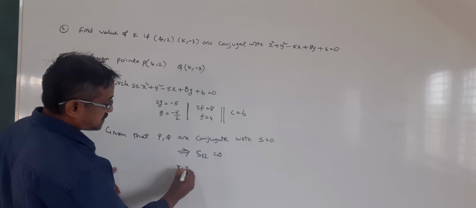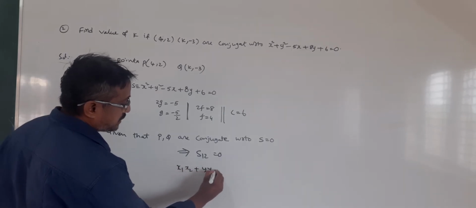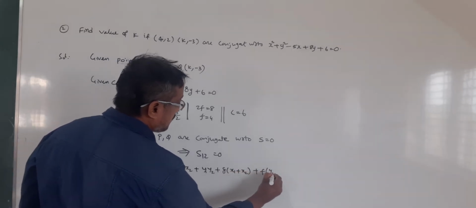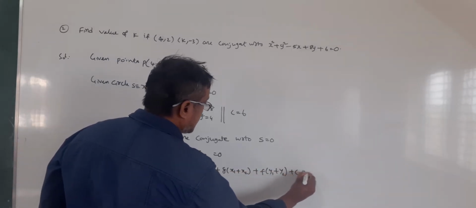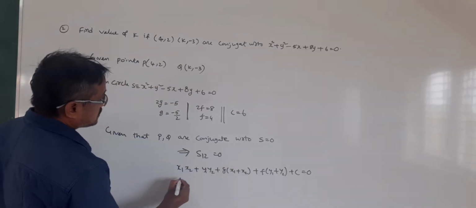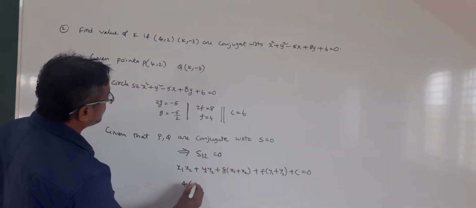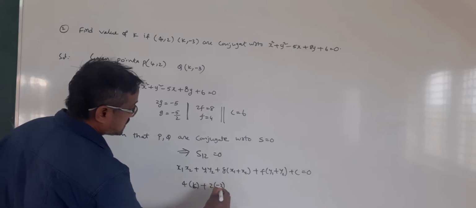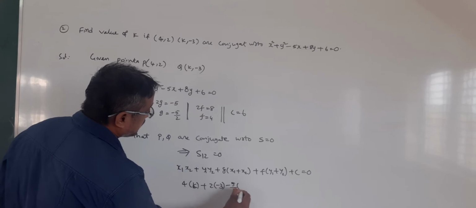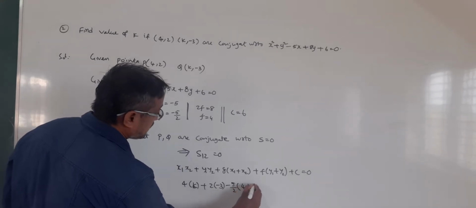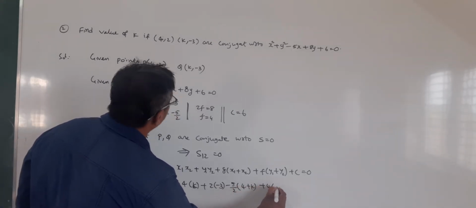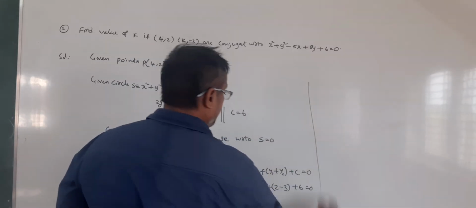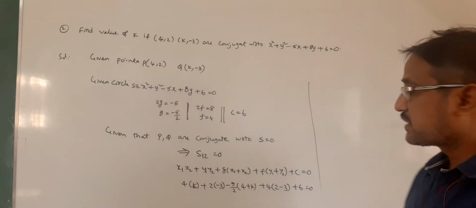That is x1 x2 plus y1 y2 plus g of x1 plus x2 plus f of y1 plus y2 plus c is equal to 0. So x1 4 into k plus 2 into minus 3 minus 5 by 2 into 4 plus k plus 4 into 2 minus 3 plus 6 is equal to 0. Now let us find the value of k.